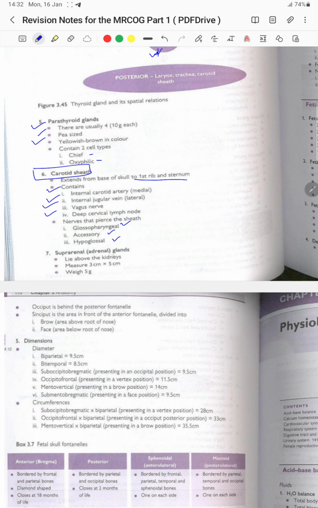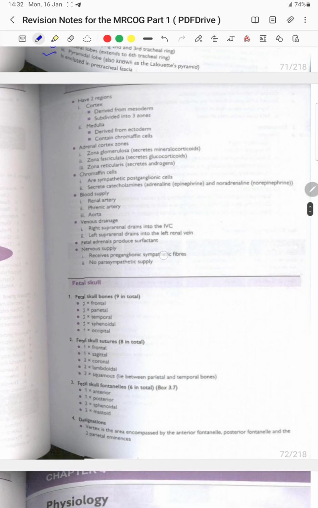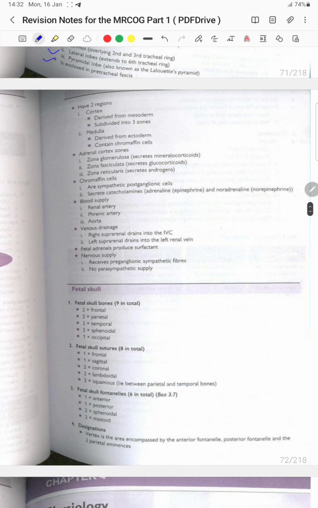The suprarenal adrenal glands lie above the kidney. They measure 3 cm by 5 cm, and they weigh about 5 gram. They have two regions. The cortex is derived from the mesoderm and subdivides into three zones. The medulla is derived from the ectoderm and contains the chromaffin cells. The adrenal cortex zones: the zona glomerulosa secretes the mineralocorticoids, the zona fasciculata secretes the glucocorticoids, and the zona reticularis secretes androgens.